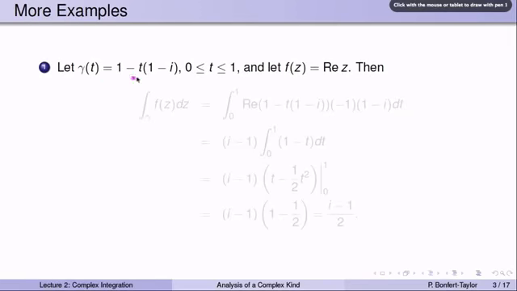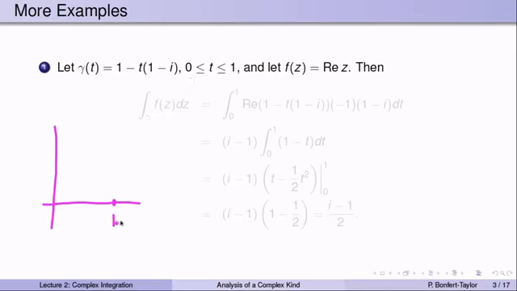Suppose gamma of t is given by 1 minus t times 1 minus i, where t runs from 0 to 1. Let's get a quick idea of what this path looks like. When t is equal to 0, gamma of t equals 1. And when t is equal to 1, gamma of 1 is equal to 1 minus 1 minus i, in other words, i. So that is gamma of 1. And what happens to the path in between?